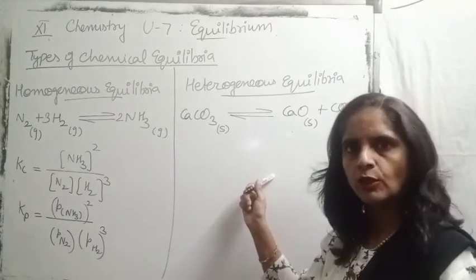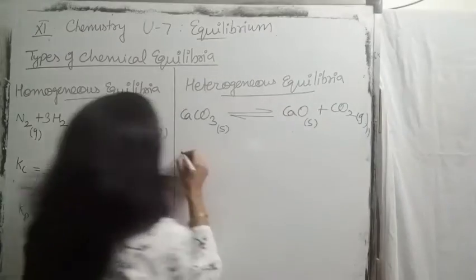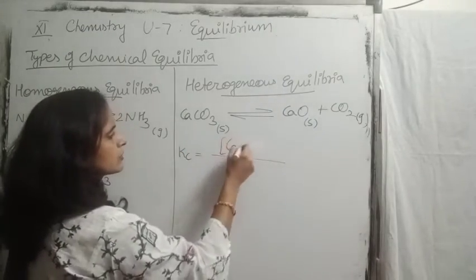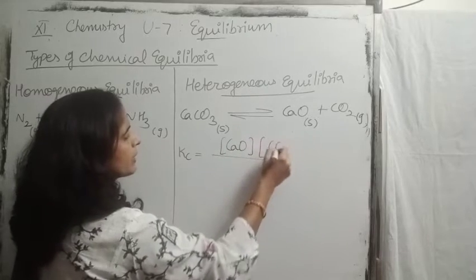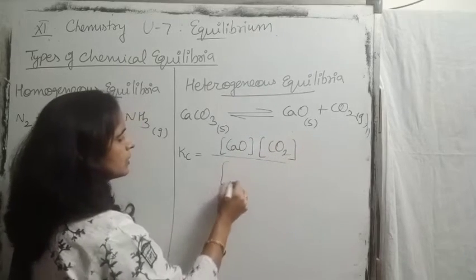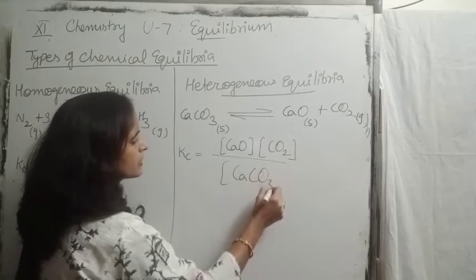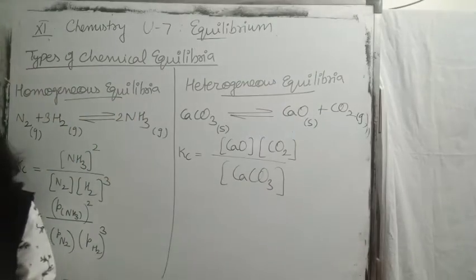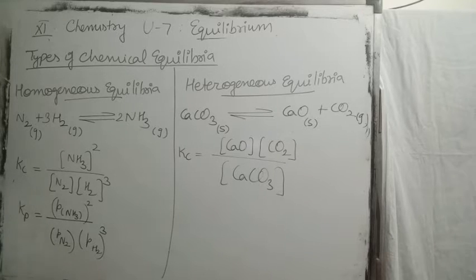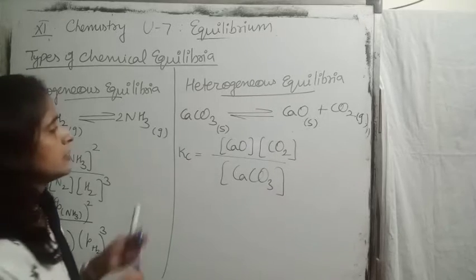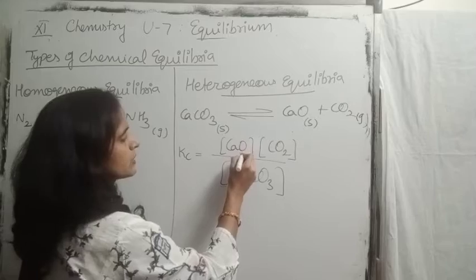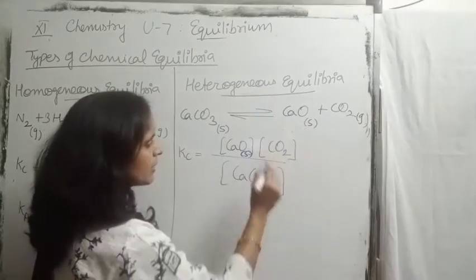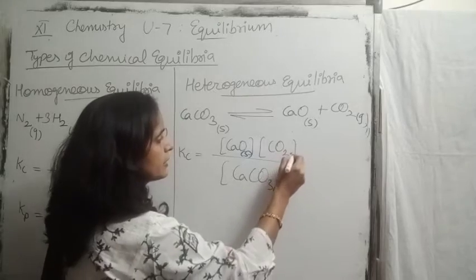Similarly, we can write here also. First, Kc: molar concentration of calcium oxide multiplied by CO2 divided by calcium carbonate. It's already a balanced chemical equation. But in this case, one very important point is there. Children, please be careful about this. As calcium oxide is in solid state, calcium carbonate is also in solid state.